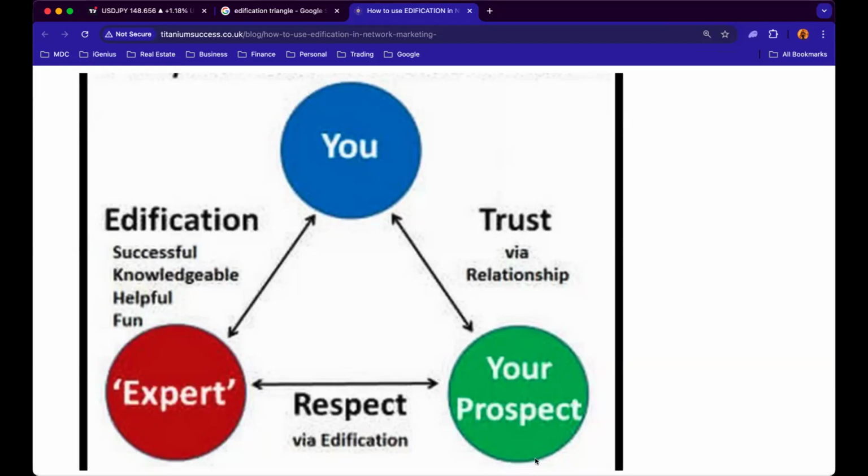Another example is if they're a lot more money motivated, you can say, well, this person has made multiple six figures and has helped other people make money online as well. They've had a lot of success. So there are lots of ways to edify. Cater to what your prospect will be more inclined to listen to. So that's the edification triangle.